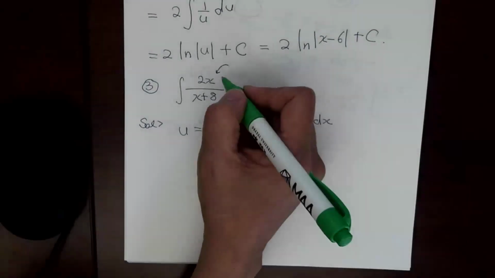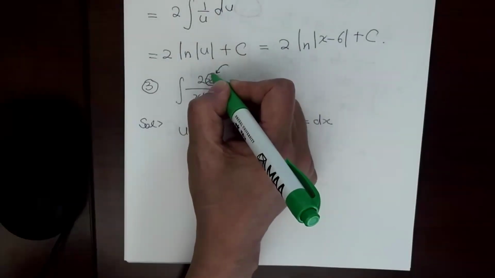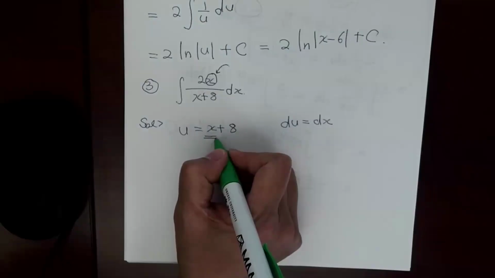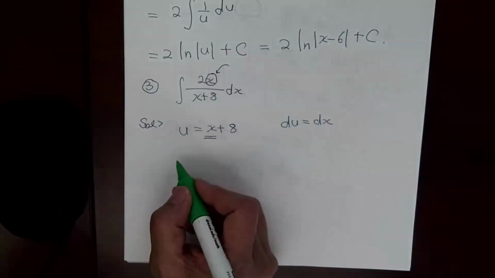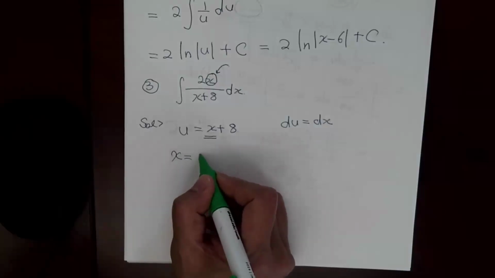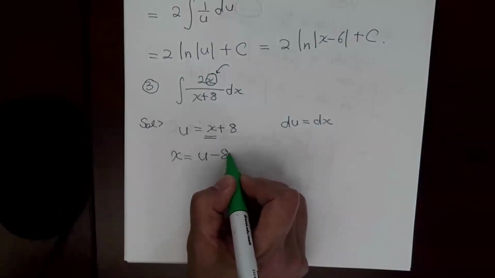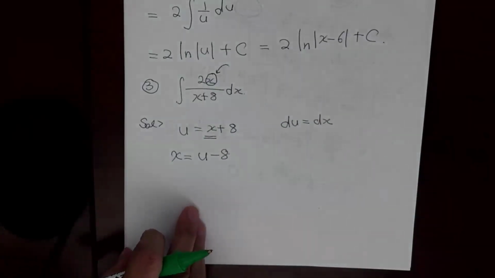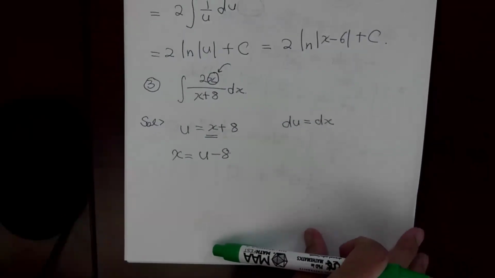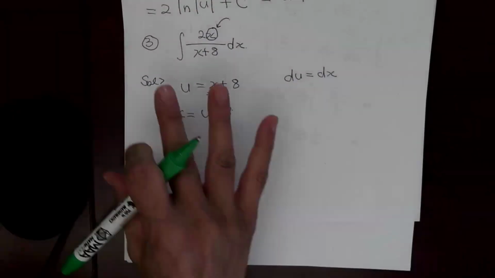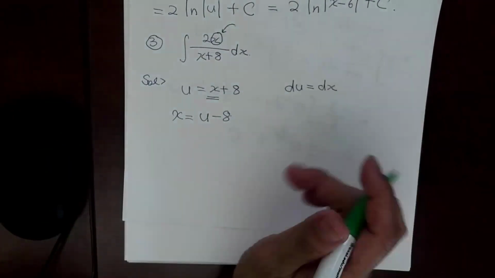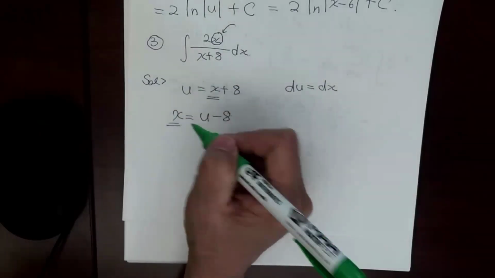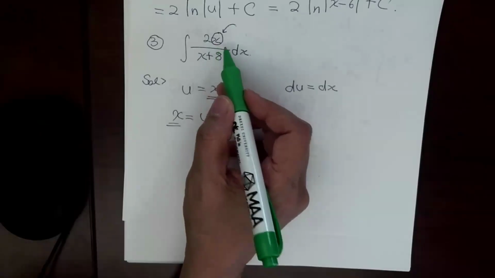But because of this redundant x, we will solve for x. Then that'll be just a u-related expression: x equals u minus 8. Why do we do that? Because instead of two terms in the denominator, we make the denominator one term. And then by solving for x, we can make the numerator into two terms.